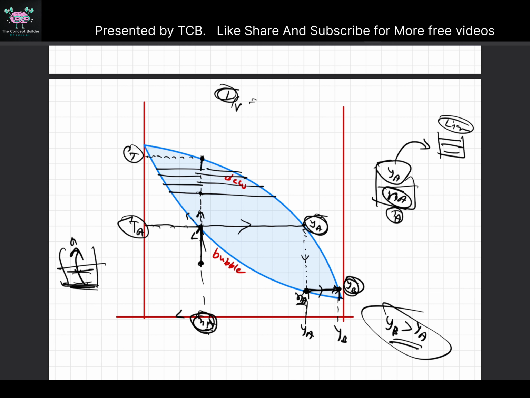At this time you can see the vapor composition is equal to the liquid composition. So at this point Y equals X. Whatever liquid you fed, you got vapor of the same composition. Basically you didn't get any enrichment. You failed in distillation.